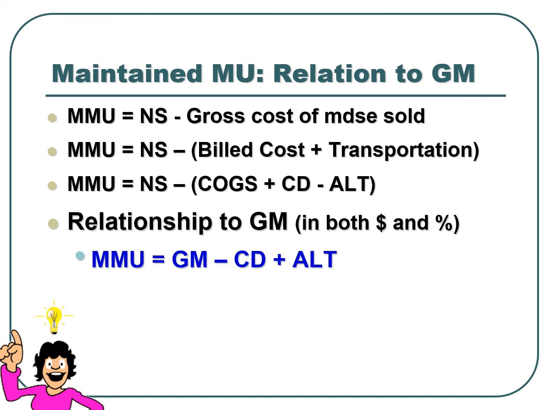Given this, we can derive the relationship between the MMU and gross margin in a sense that MMU would be equal to gross margin, which is the net sales minus cost of goods sold portion of the previous formula, and minus cash discount plus alteration. Again, MMU equals GM minus CD cash discount plus alteration. And this formula or relationship applies in both dollar and percent because all these percentages will be percent of net sales. MMU percent will be gross margin percent, which is again percent of net sales, minus cash discount percent plus alteration percent.